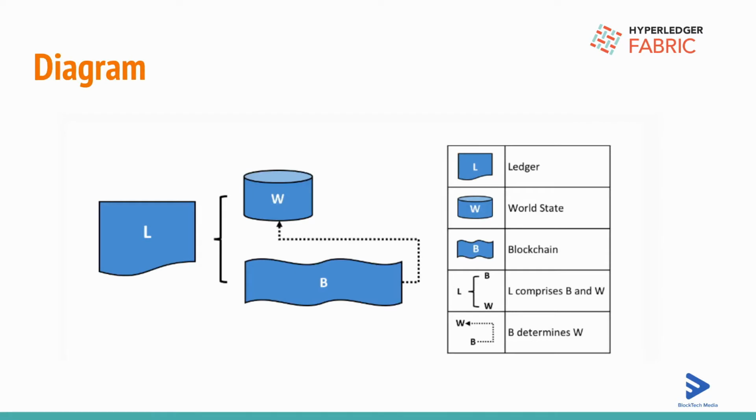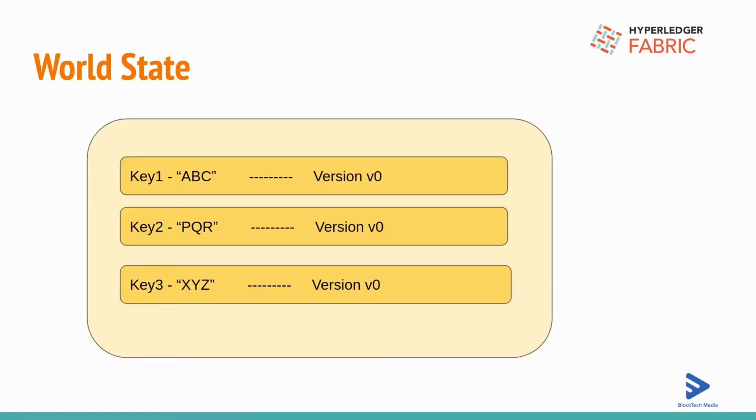As I already mentioned, ledger contains two things. First one is the world state and second one is the blockchain. In the world state, whatever the state of the asset, its latest state will get added into the world state database, that is CouchDB. Key 1 has value ABC. When it gets added, the latest state will get added into the world state in the CouchDB with the version v0. You can see here version v0. Here we can see key 2 is also added with version v0, key 3 is also added with version v0.